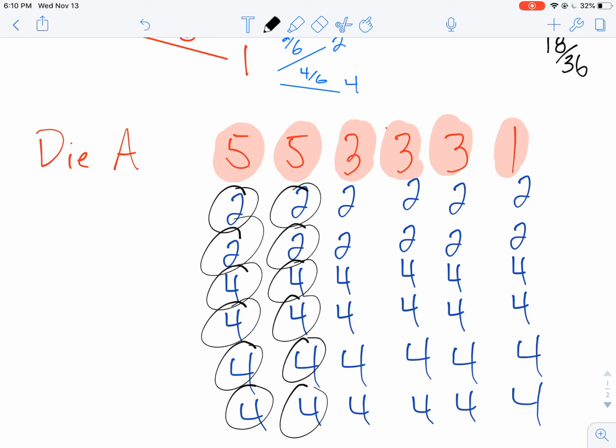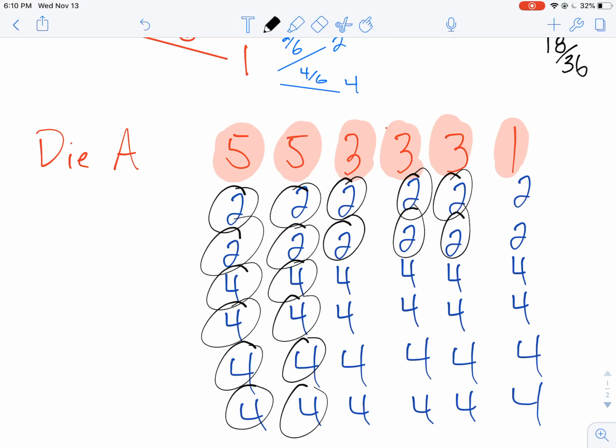Now, if die A rolls a 3, then die B could roll a 2, and in those cases, die A wins. But if a 4 comes up, guess what? Die B would win. So I'm going to take that off the table. And guess what? That happens again. If I roll a 3, a 2 could come up with die B. But if a 4 comes up, then I don't win.